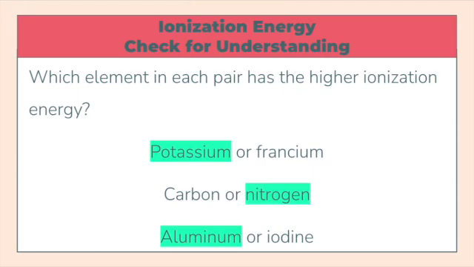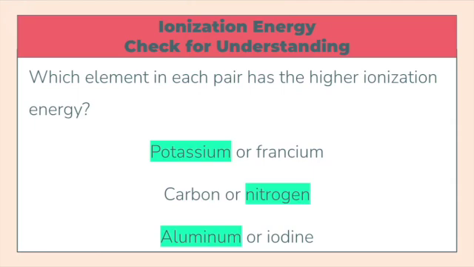Looking at potassium and francium, those are both elements in group 1. Potassium has fewer electron shells than francium, meaning there is greater Coulombic attraction, which means that it's going to require more energy to remove an electron off of potassium.